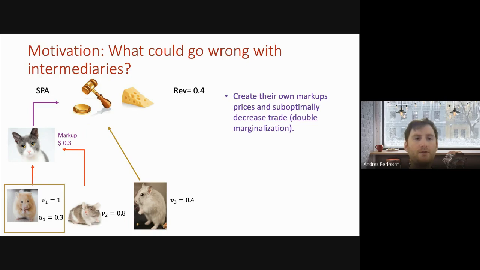So what happened here? We see that because the intermediary is representing multiple buyers, he enables those buyers to collude to decrease the price pressure in the final auction.